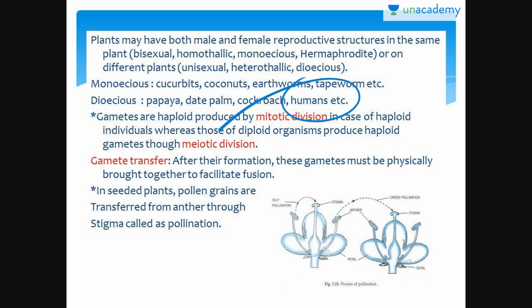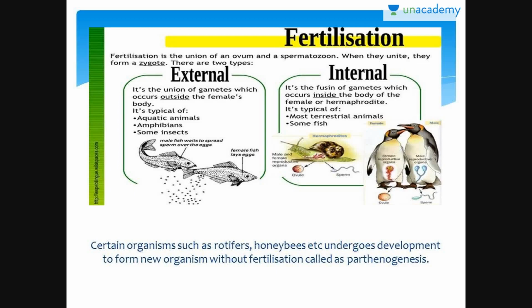So gametes are haploid, which are produced by mitotic division in haploid organisms, and in diploid ones by meiotic division. Gamete transfer: after their formation, these gametes must be physically brought together to facilitate fusion. In seed plants, the pollen grains are transferred from anther to stigma. The process is called pollination.